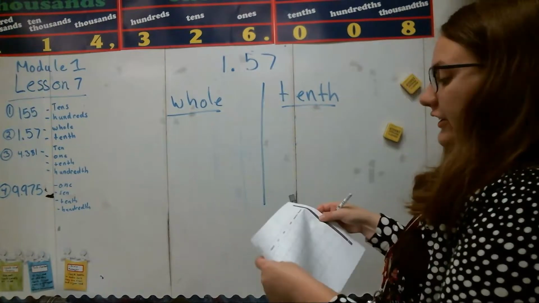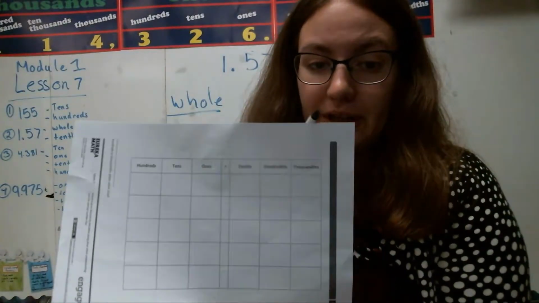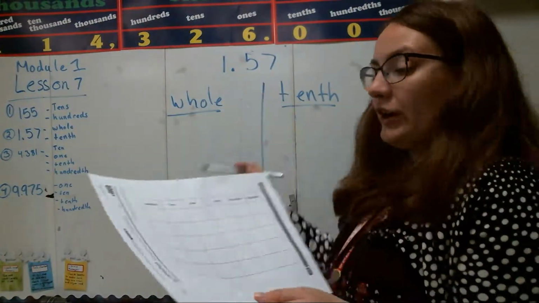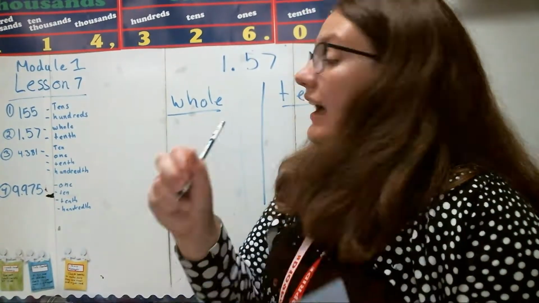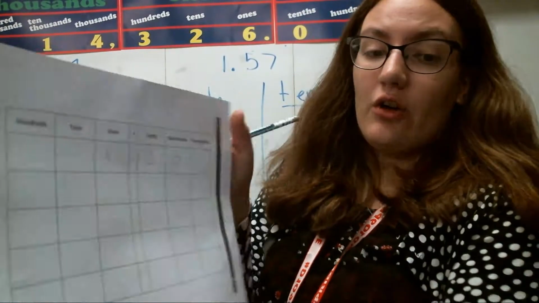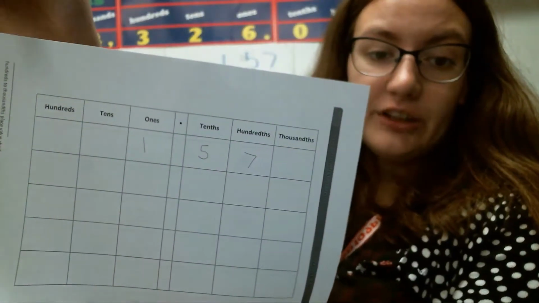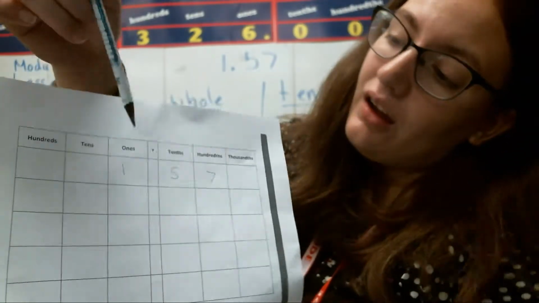So I'm first going to start off by just writing my number in my charts. So I have 1 one. So I'll write 1 one. And I have 5 tenths. And I have 7 hundredths. So my number in my place value chart will look like this. I have 1 one, 5 tenths, and 7 hundredths.